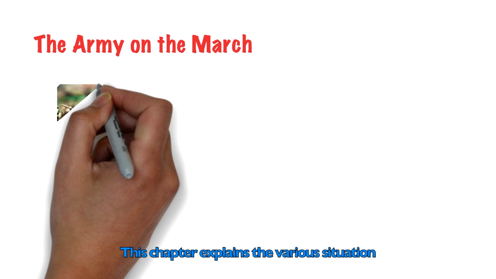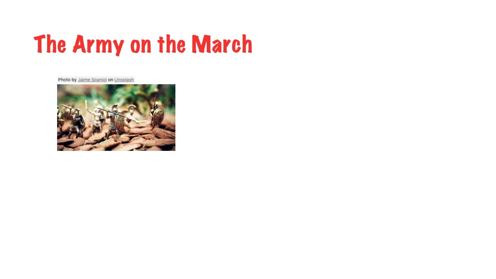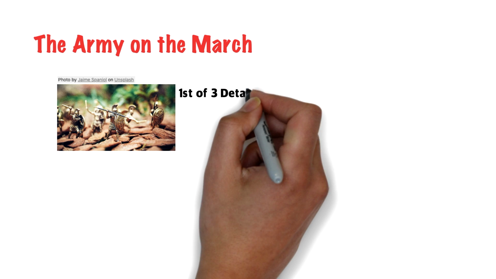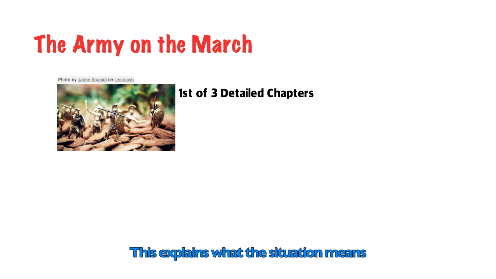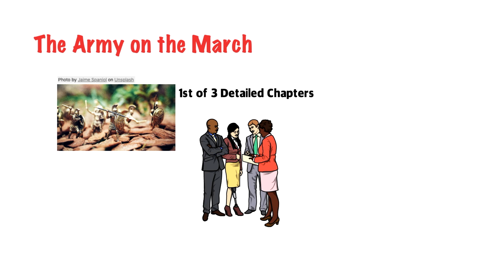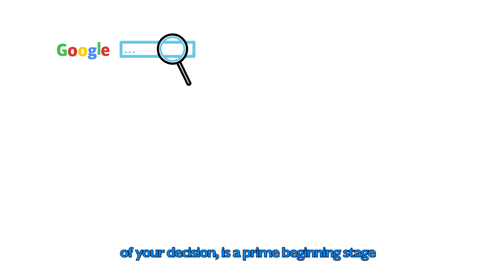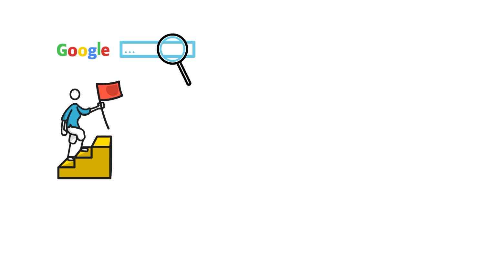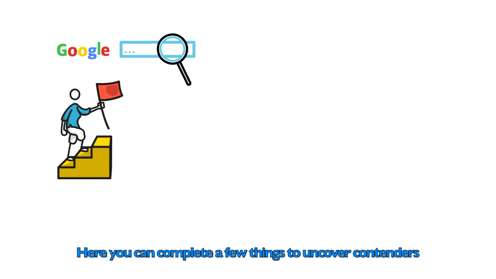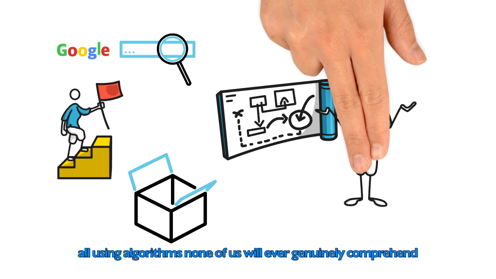The Army on the March. This chapter explains the various situations in which you find yourself in a new battle arena. This is the first of the 3 most detailed chapters. This explains what the situation means and how you should respond to it. Most focus on evaluating the intention of others. As an example, Google or the web search tool of your choice is the prime starting point. Here you can search a few things to uncover the contenders, or use algorithms none of us will ever really comprehend.